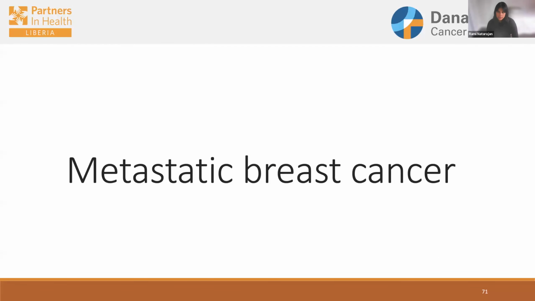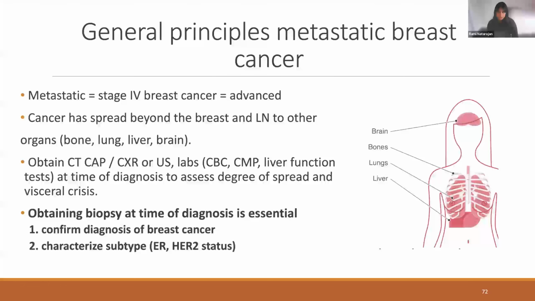Now shifting gears to metastatic breast cancer. So metastatic or stage 4 or advanced breast cancer, like we had talked about earlier, is cancer that has unfortunately spread beyond the breast and lymph nodes to other organs. Most commonly for breast cancer, this is the bone, the lung, the liver, the brain.